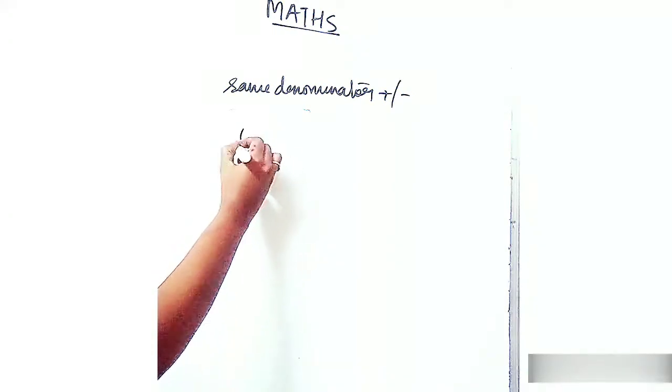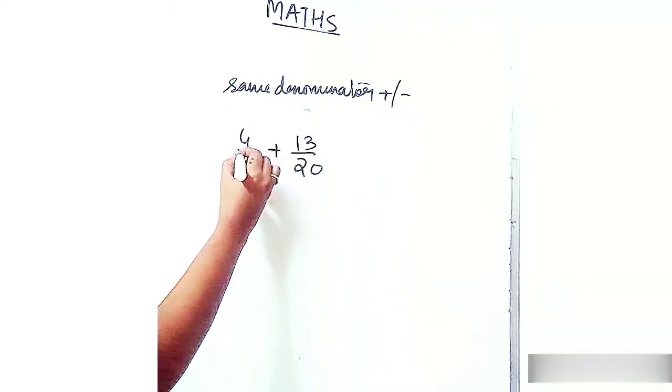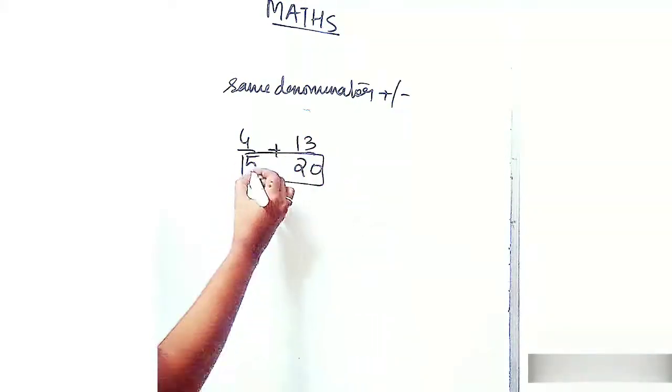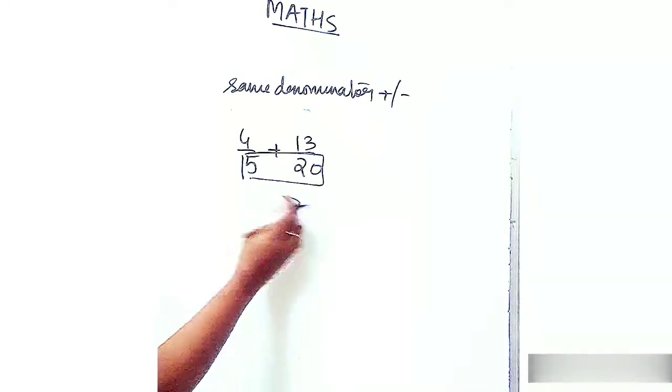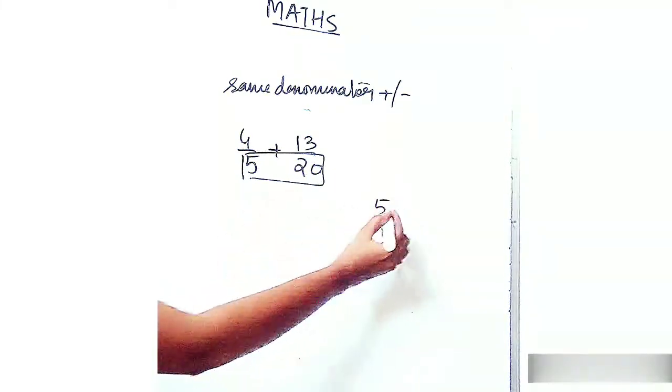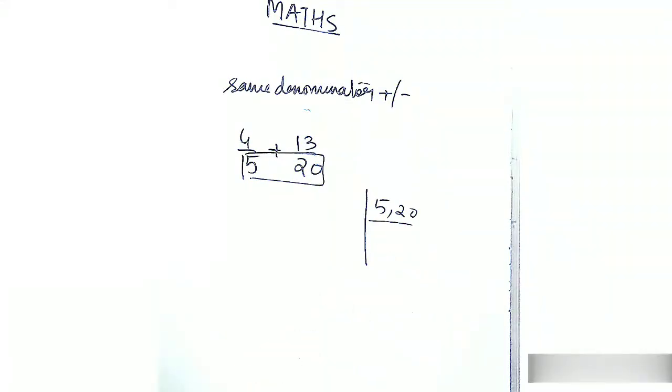I am going to take 4 upon 5 plus 13 upon 20. So what am I going to do? I am going to take 5 and 20. Everyone knows what is LCM. I was teaching what is LCM earlier. Now I take 5, 20 and find the LCM. If you don't know, please refer to my videos to see how LCM is found.